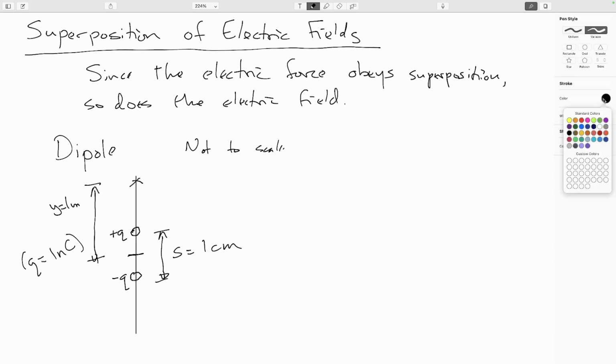Now, there are going to be two contributions to the electric field. One is going to be from the positive charge, and the electric field at this point, due to this charge, is going to point up. So we'll call this contribution from the positive charge E+. Similarly, the negative charge is going to have a contribution pointing down. And I intentionally drew it shorter, E-.